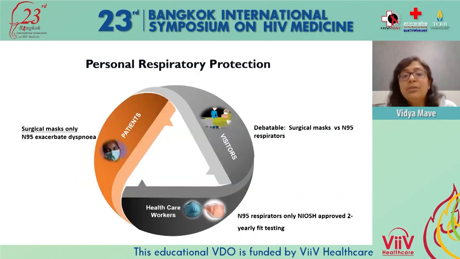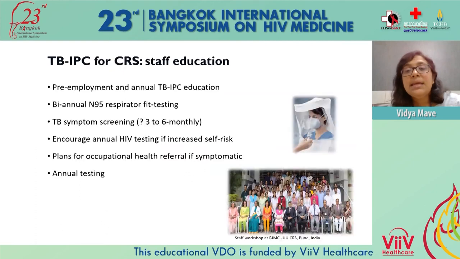While at the personal protection level, we ensure that if somebody is a known case of TB, they are given a surgical mask. If possible, if they do not have any dyspnea, then an N95 may be offered, but mostly we offer only surgical masks. And if they are visitors, we generally provide surgical masks, as N95 masks are almost always in high demand and not always available. But for healthcare workers, it is mandatory to use N95 respirators if they are taking care of TB participants.